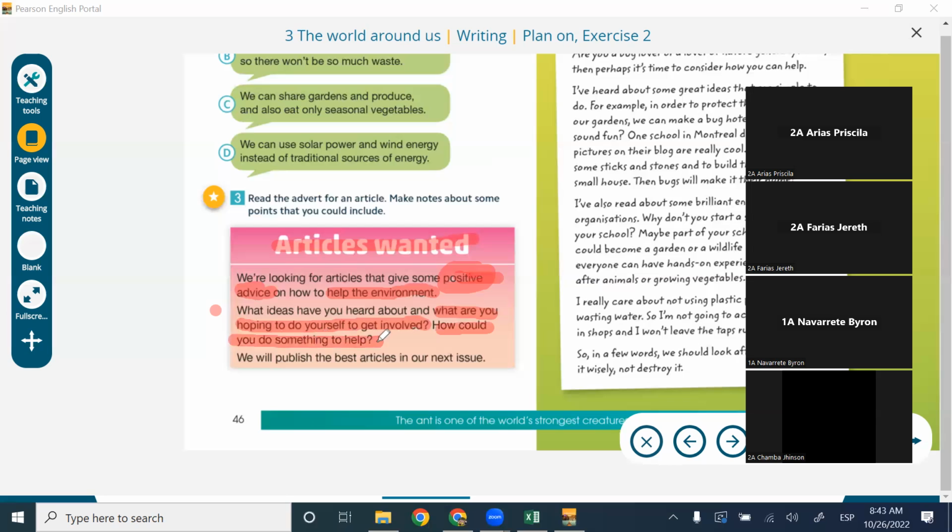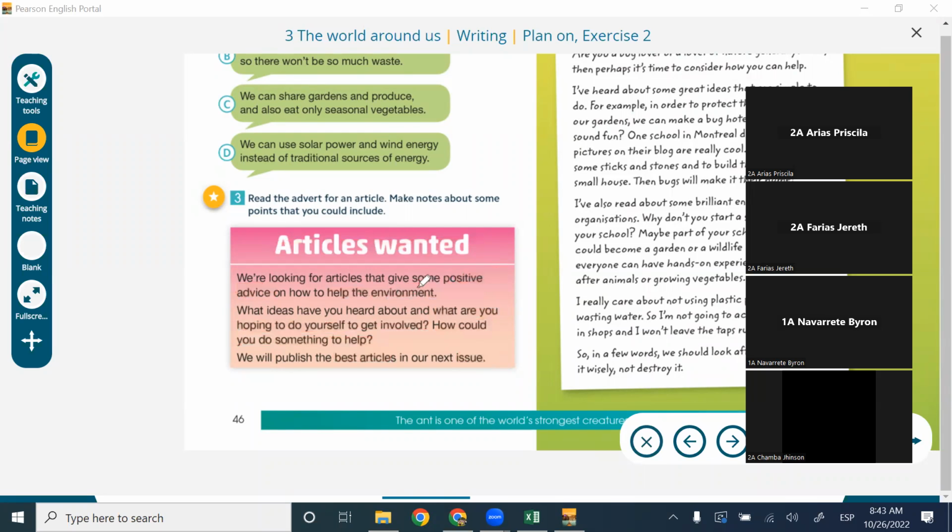How could you do something to help? We will publish the best article in our next issue. In our next issue. What is the issue? In this case, this is an article in a magazine, in the next bulletin, okay? Pay attention to this.